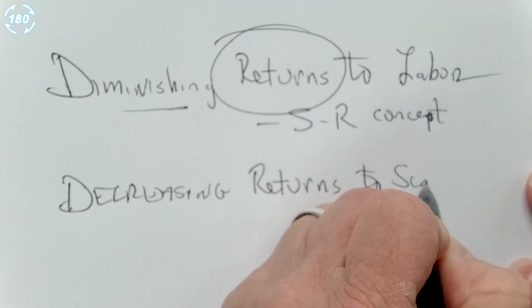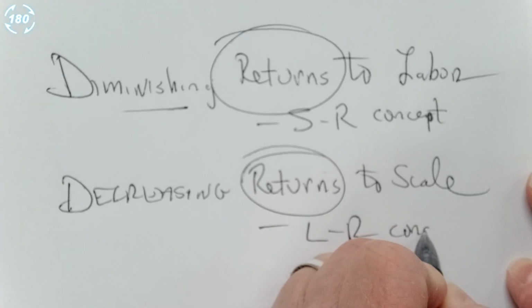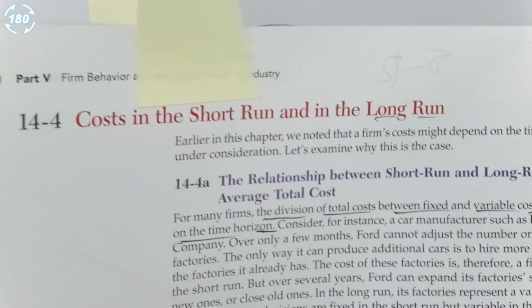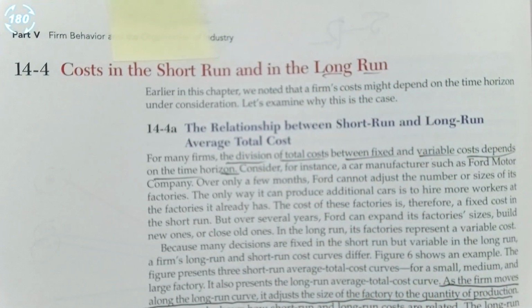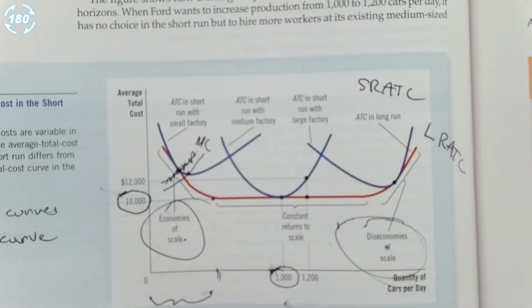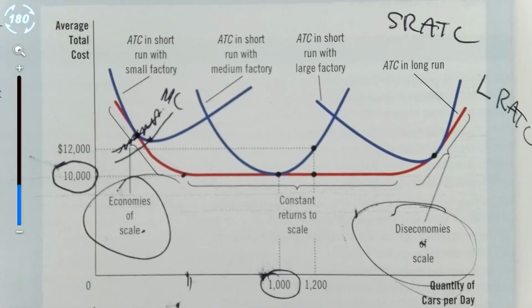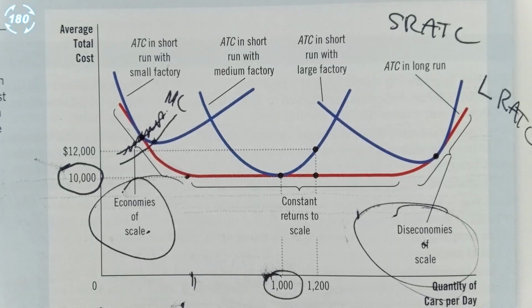So when you hear that, this is a long run concept. This is something that applies to a factory or a production facility in the long run. You see here, I got my book all marked up, but we address that in this section in the long run. The idea here, of course, is there are no fixed inputs in the long run.